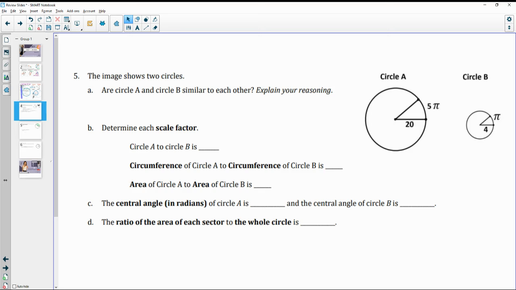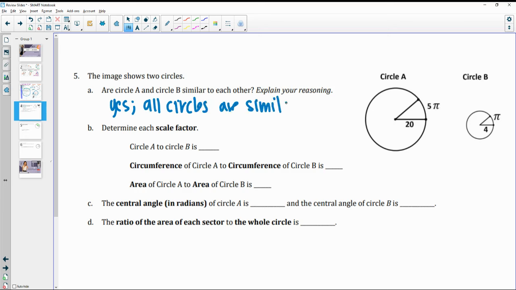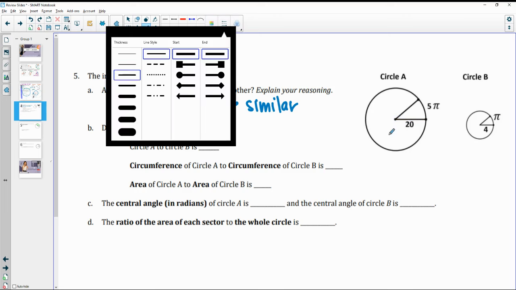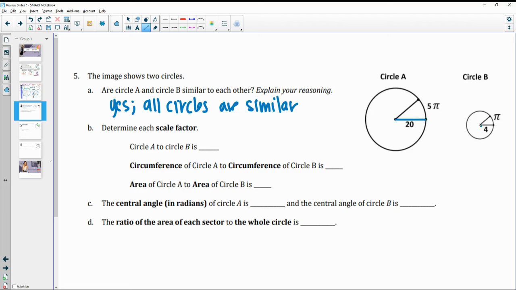Number 5, the image shows two circles, circle A and circle B. Are circle A and circle B similar to each other, and explain your reasoning? And yes, all circles are similar because they only have one measurement to compare. So when you compare their radius, you're going to be able to get a scale factor that will take one to the next. So if we look at 20 and then 4, the scale factor here would just be dividing 4 by 20. So circle A to B, 4 over 20 would be the scale factor, and that would simplify to 1 over 5.